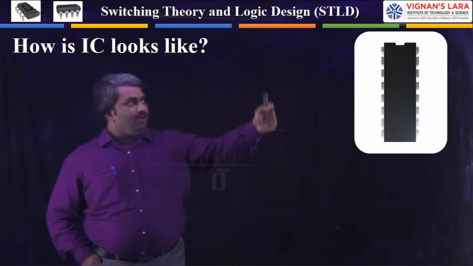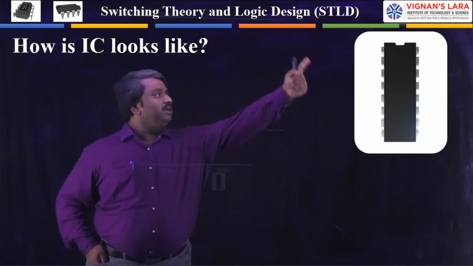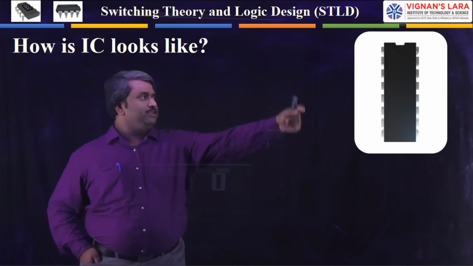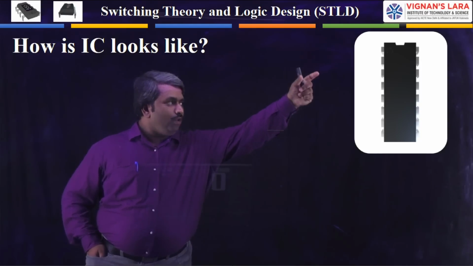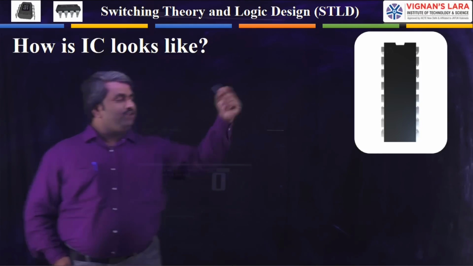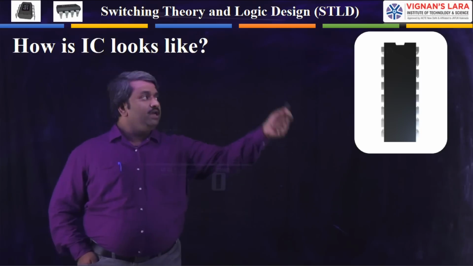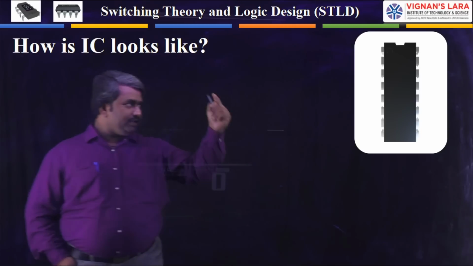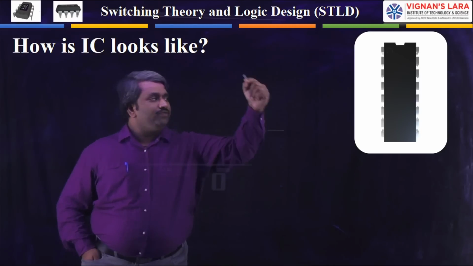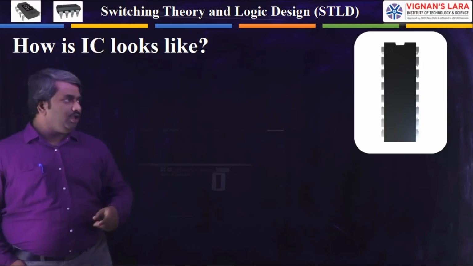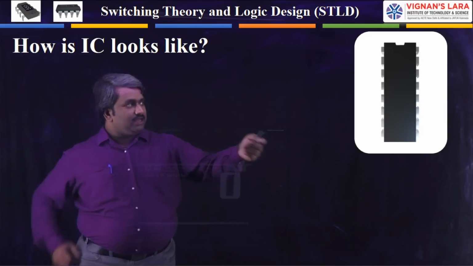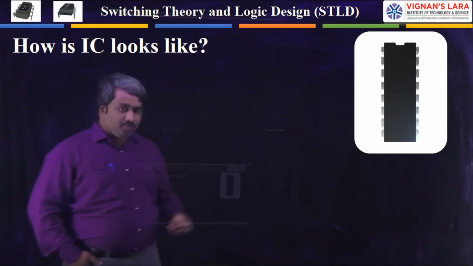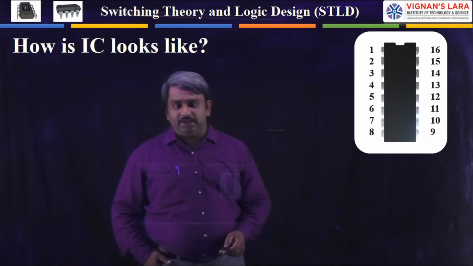In this IC, on that side we have 8 pins and on this side we have 8 pins, totally 16 pins. If you want to know which is the first pin and which is the last pin, the notch is very important. The notch, which is in the half-circle shape, is the key. We will see some more angles of this IC also.